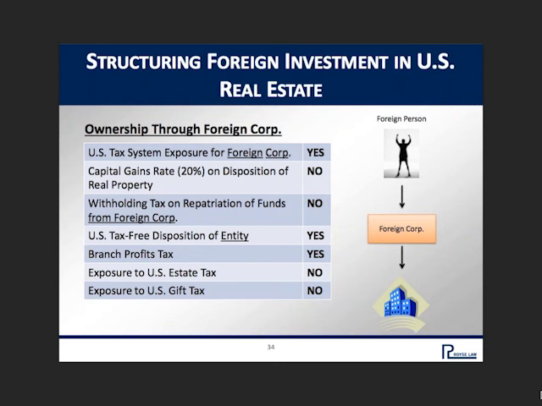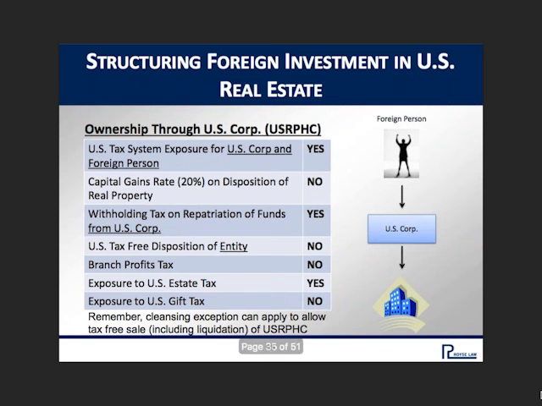But a nice thing here, as you may remember from what David just went through, is that there's no exposure to U.S. gift or estate tax. This foreign person, when they die, has non-U.S. situs property, and the foreign corporation is an intangible. Between those two facts, they've entirely escaped the U.S. transfer tax system. So overall, not a great income tax result, but a very reliable and good transfer tax result.